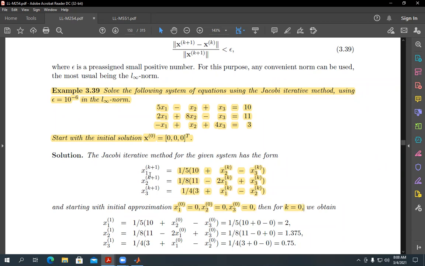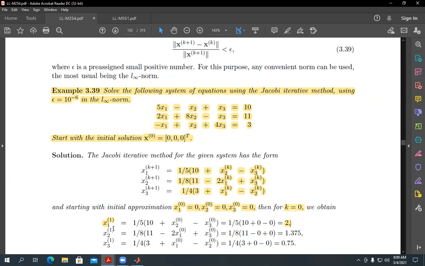When you put k equal to 0, for the first case you have x1, the first approximation for the first variable, and you use this formula: 1 over 5, 10 plus x2^(0). And what is x2^(0) given by the teacher? It is 0. And what is x3^(0)? It is also given as 0. Just put the values here. So you are left with 10 divided by 5, so your first approximation for x1 is 2 here.